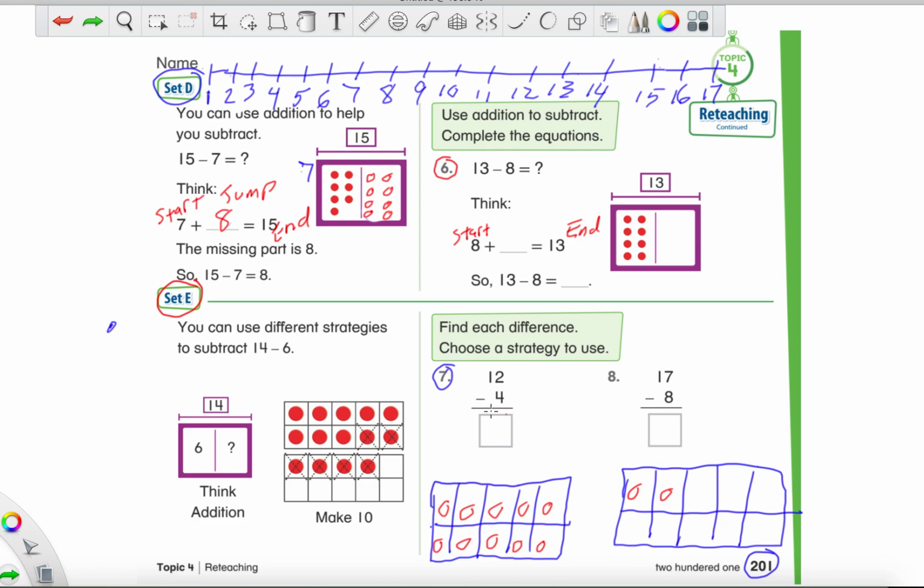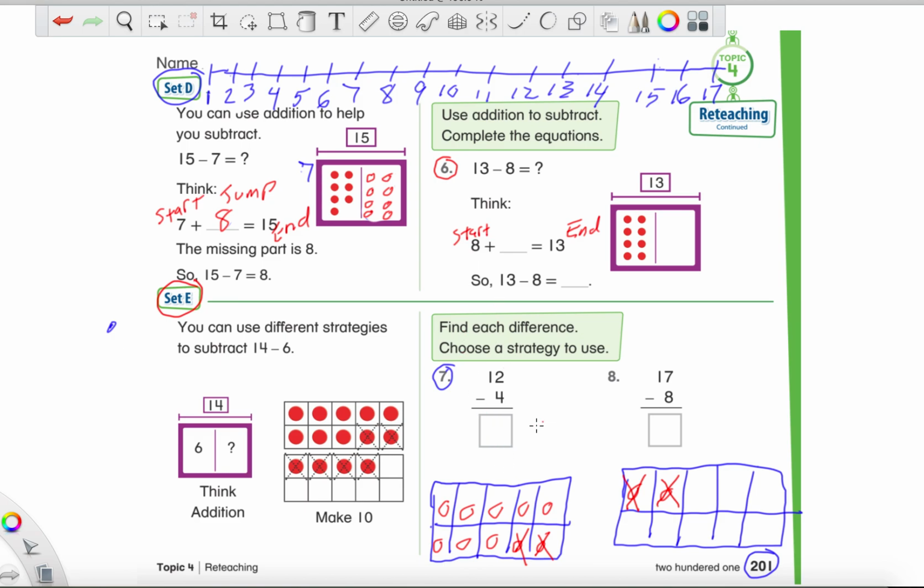So 12 minus 4, if we want to use the 10 frame, well, I have a 10 frame right here, and I have 12 red circles, and I just need to take away 4. When I do that, I just cross them out. 1, 2, 3, and 4, and I see that I have 8 left. So I can say that 12 minus 4 is 8, of course.